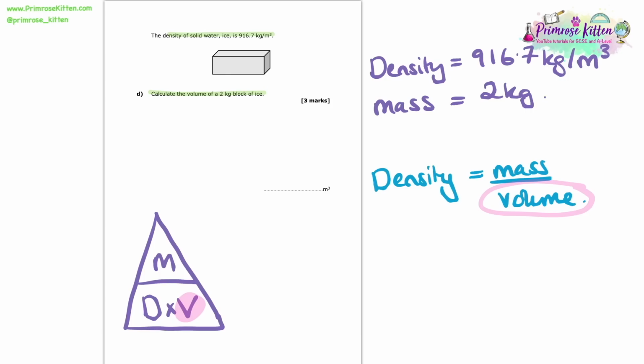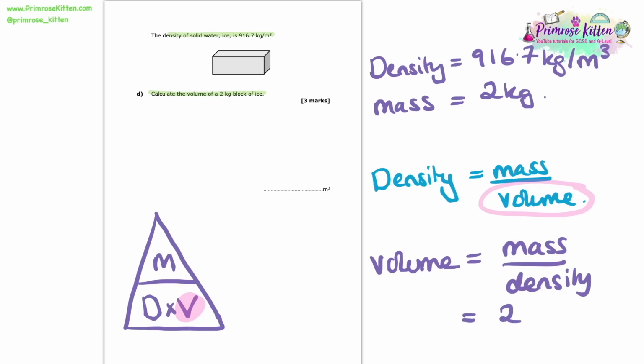The way they work is we cover up what we're looking to find, in this case the volume, and look at the triangle to see what the formula will be. So because it's m over d, the volume is equal to mass over density. So that's equal to 2 over 916.7. So there we are, now we've got our calculation. We just need to put that into the calculator, and that gives me 2.18 times 10 to the minus 3. Or you could give it as 0.00218. There you are, that is question D.